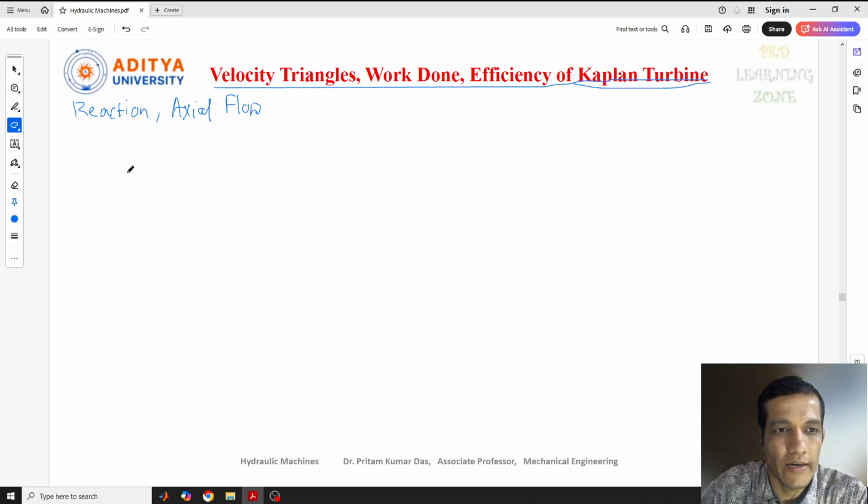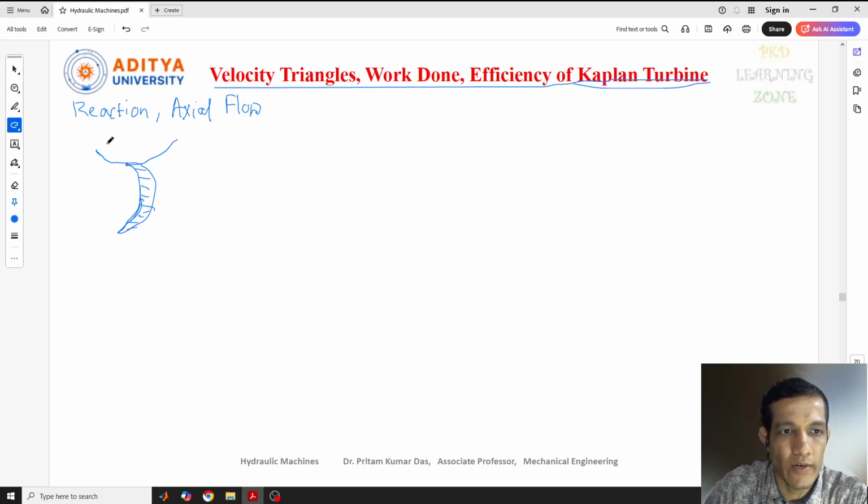So we can consider a blade is there. Suppose this is the blade, and there is an impact of jet. Impact of jet in the sense the water strikes on this. Now here two things are there. Either we can consider this as our inlet, where the water will strike here, or else we can consider this side as our inlet. Any one side we can consider as inlet.